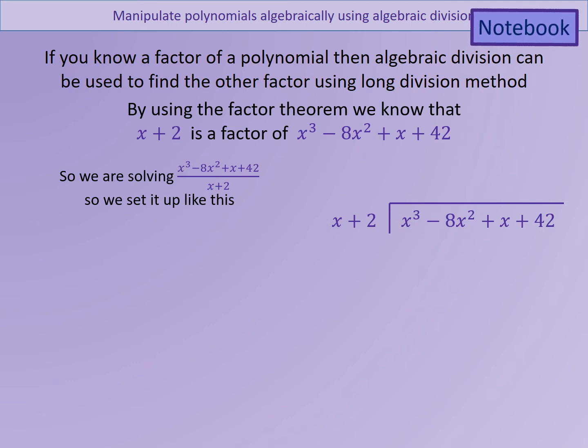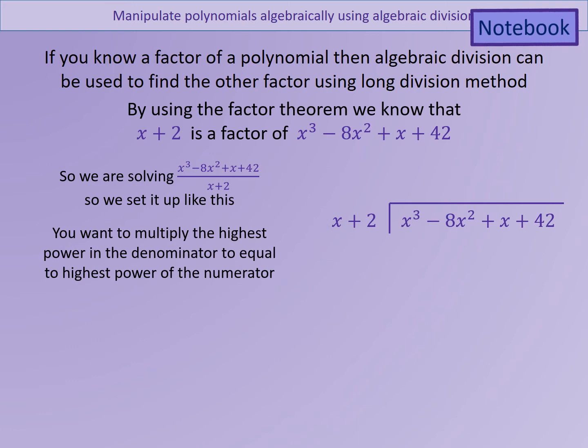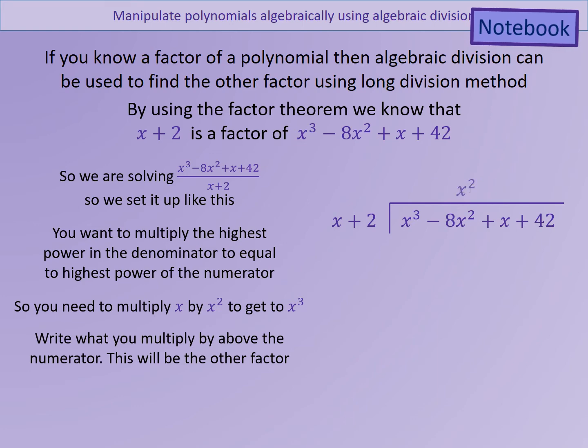So I ask the same question, what would I need to multiply x by to get x cubed? And of course the answer to that is still x squared. I write that above the x squareds that are in the division. So my x squared goes here. So that's step one. How many x's go into x cubed, x squared?